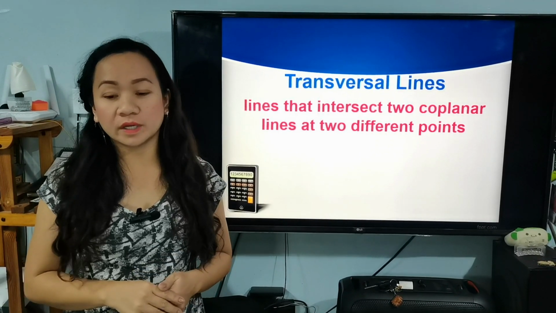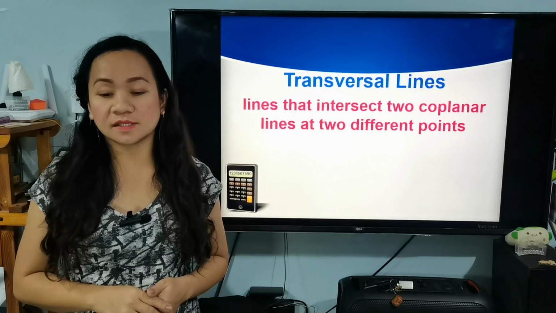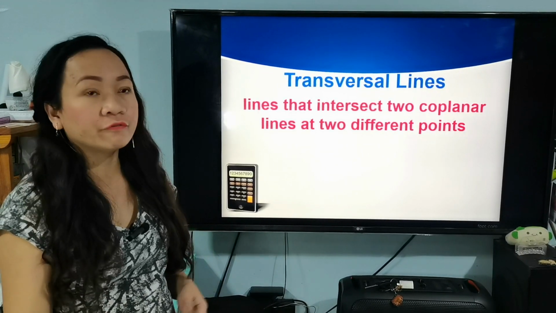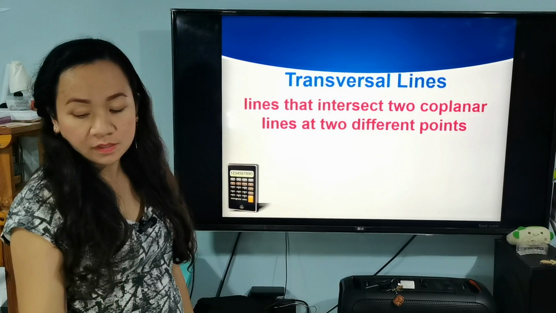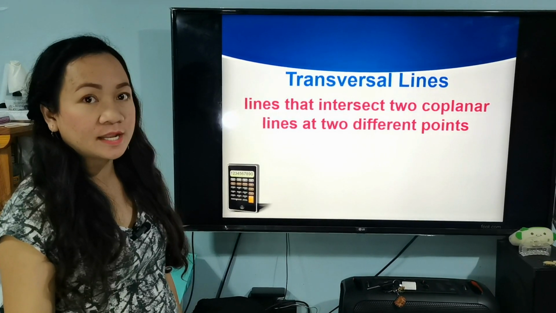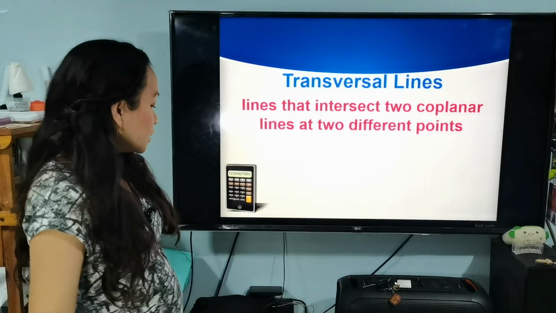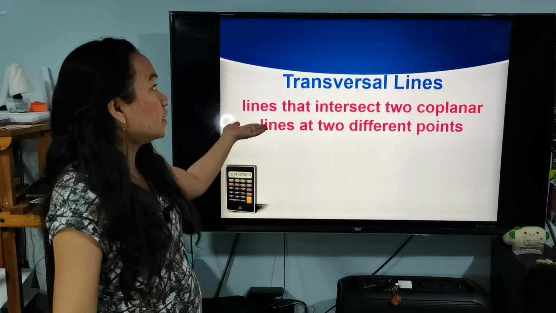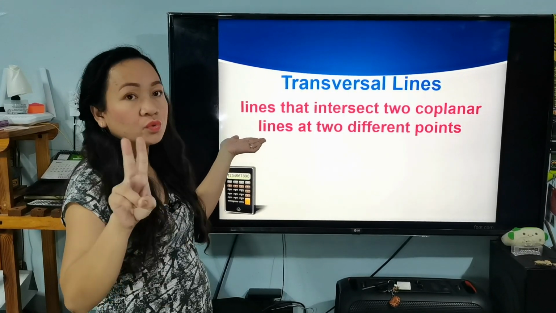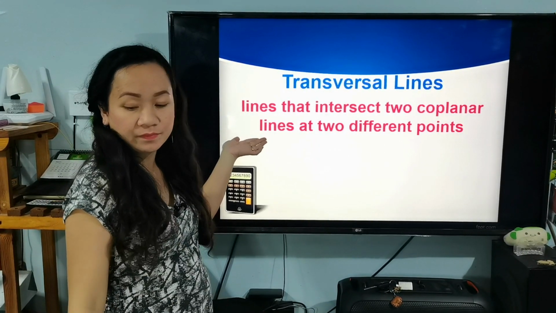Okay, hello everyone. So this session, we are going to have a sort of review about the following topics. So first, the word transversal lines. When we say transversal lines, this is the line that intersects two coplanar lines at two different points.